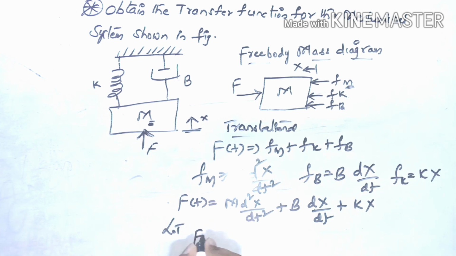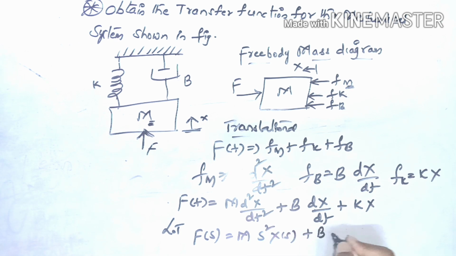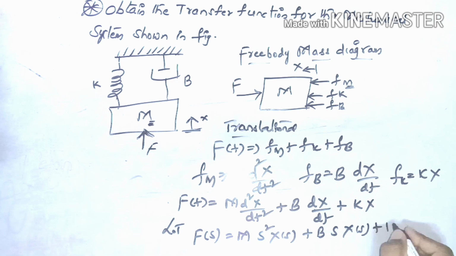When we apply the Laplace transform, all the time domain functions are converted into the s domain. So Laplace of f of t becomes F of s. Laplace of m stays as m, because it is not a time varying function. Laplace of d square x by dt square is s square into X of s, plus Laplace of b, as it is b, and Laplace of dx by dt is s into X of s, plus k into X of s.